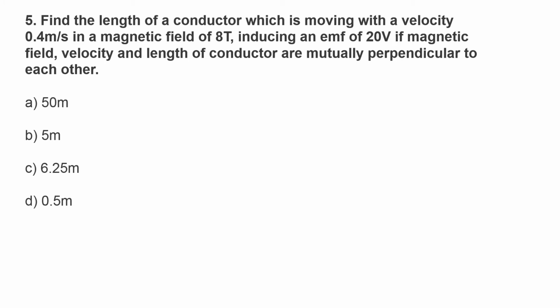Here in this question you have to find the length of the conductor. The conductor is moving with a velocity of 0.4 meter per second, placed in a magnetic field of 8 Tesla, and inducing an EMF of 20 volt, and the magnetic field, velocity and length of the conductor are mutually perpendicular to each other. So you can now solve the question using a formula.